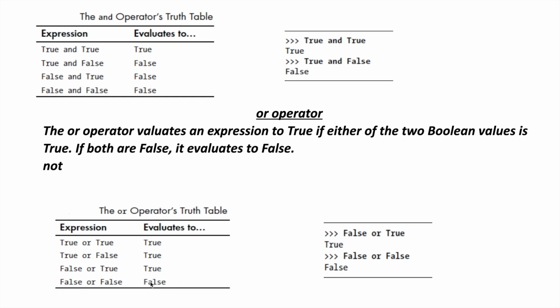If both the values are false, the output is also false. Others are going to evaluate as true. So for example, false or true, true. False or false, false. If both the values are false, the output is also false. All the other cases, the output will be true. Okay, guys?